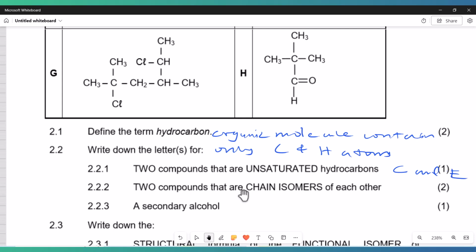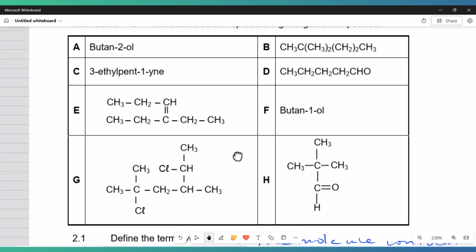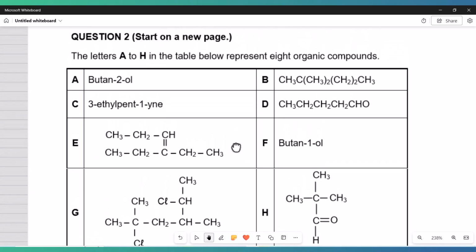2 compounds that are chain isomers of each other. Chain isomers are compounds which contain the same molecular formula but different chain. And being chain isomers, they must have the same position for the functional group, otherwise they're going to change, okay? So what could be the answer here?